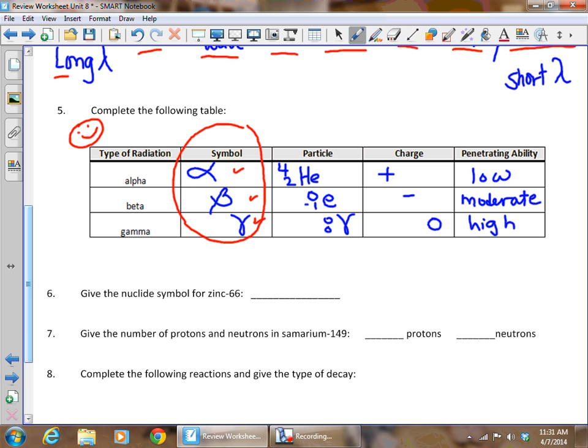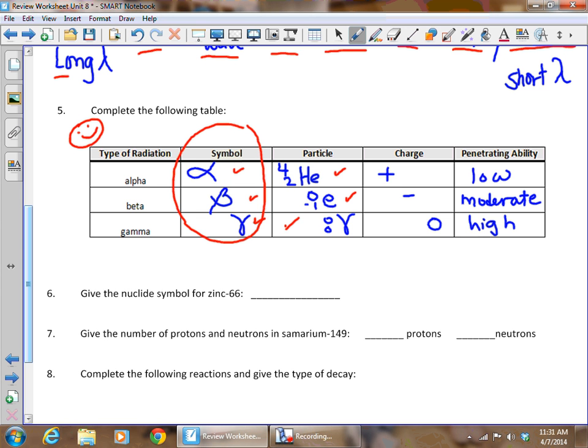The alpha particle, remember, is a helium nucleus, so this is what it would look like. The beta particle is just an electron, so it would look like this for a particle. And since gamma radiation is not a particle, it's just electromagnetic radiation, this is what a symbol for that particular type of radiation would look like.